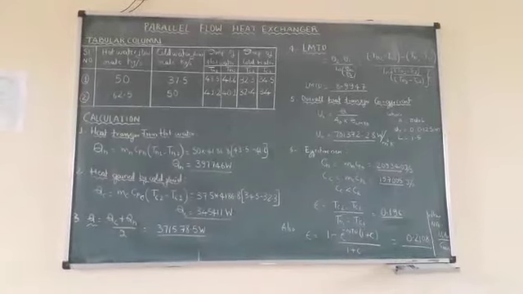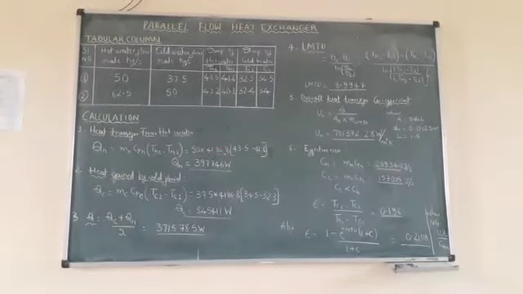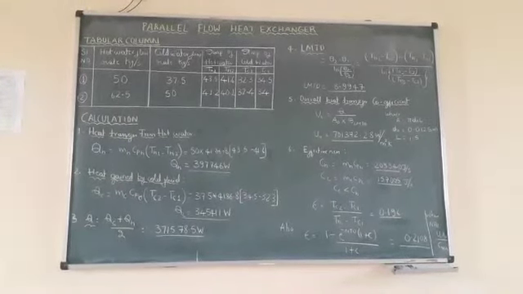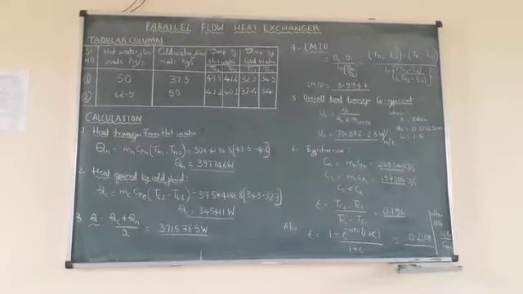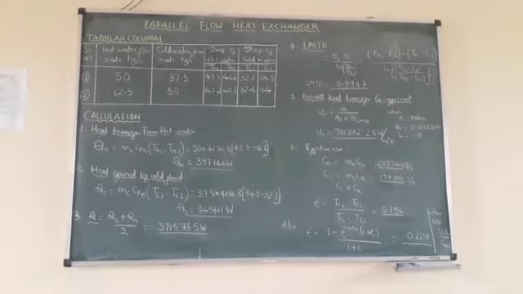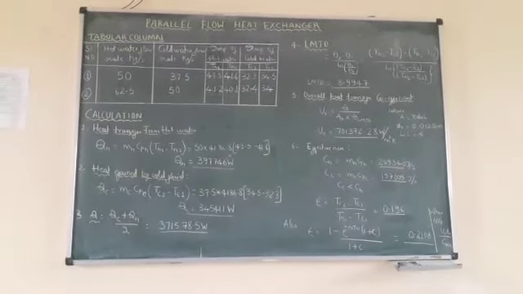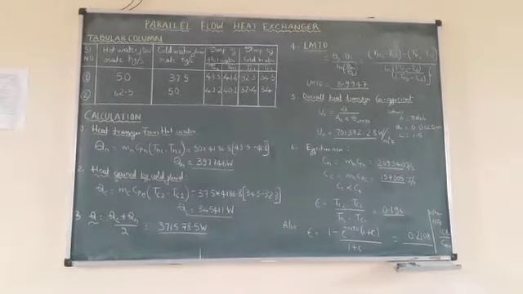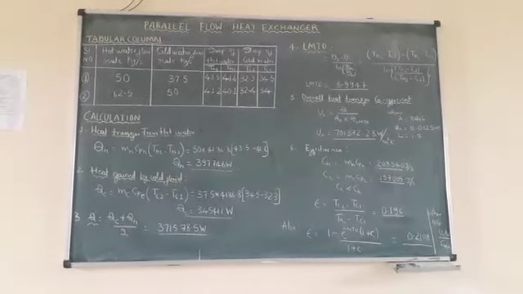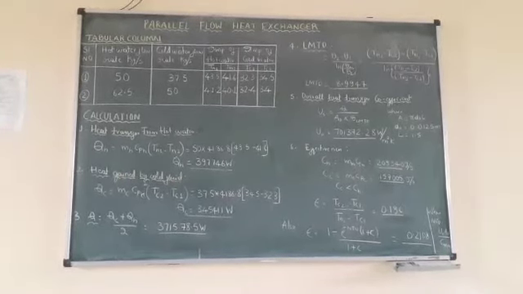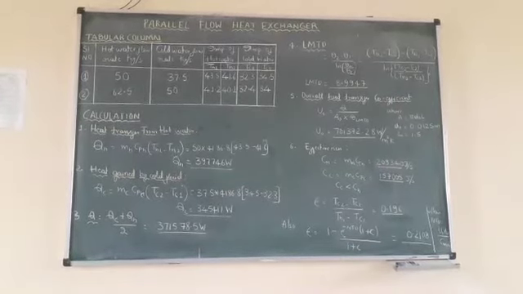So I am substituting this in joule per kg Kelvin. If you are substituting the value of CPH in kilojoule per kg Kelvin, you will be getting answer in kilowatt. Here since I have substituted in joule per kg Kelvin, I will be getting the value of QH as 397746 watt. Similarly, you calculate heat gain by the cold fluid.